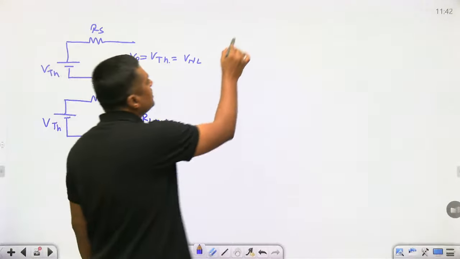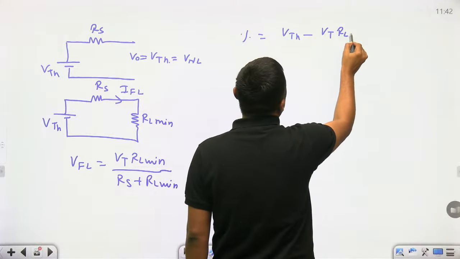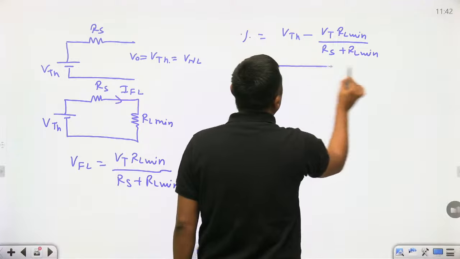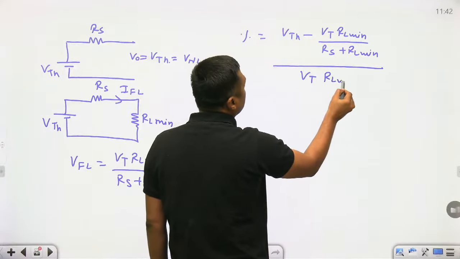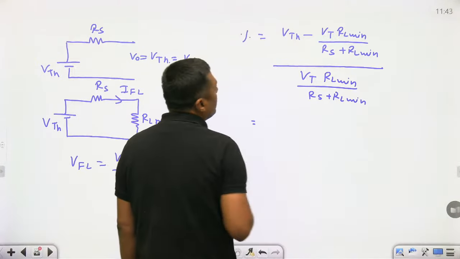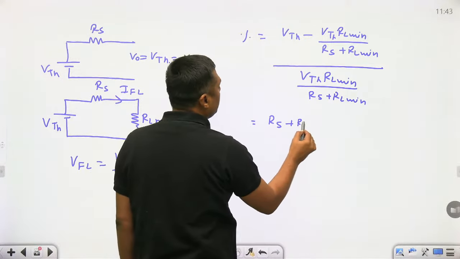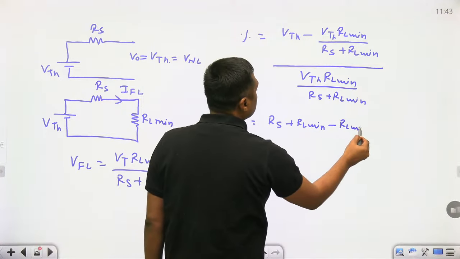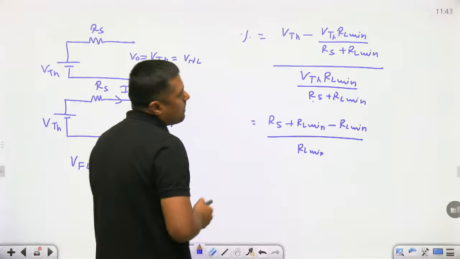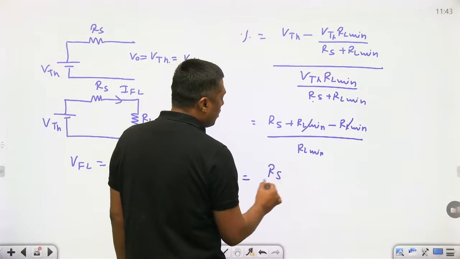Now, what is the percentage regulation then? No load voltage minus full load voltage, upon full load voltage. What is the no load voltage? VTH. Full load voltage is VTH RL minimum upon RS plus RL minimum. Now remember this formula. VTH cancels out because it is common, and it will become RS plus RL minimum minus RL minimum upon RL minimum. Because this term and that term cancel out, then we are getting RS upon RL minimum only.